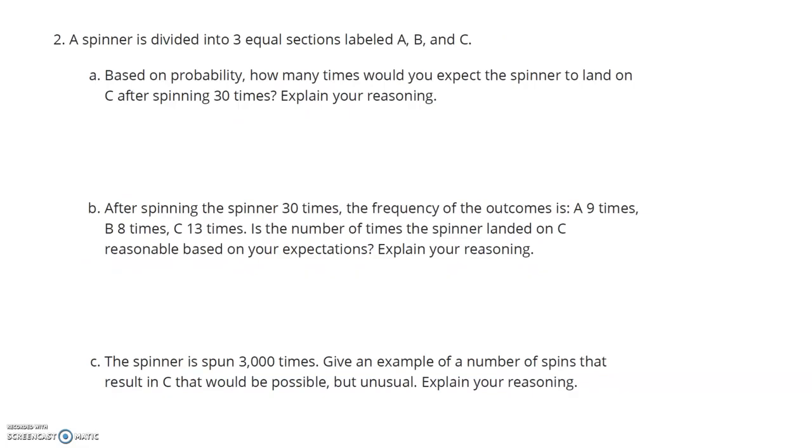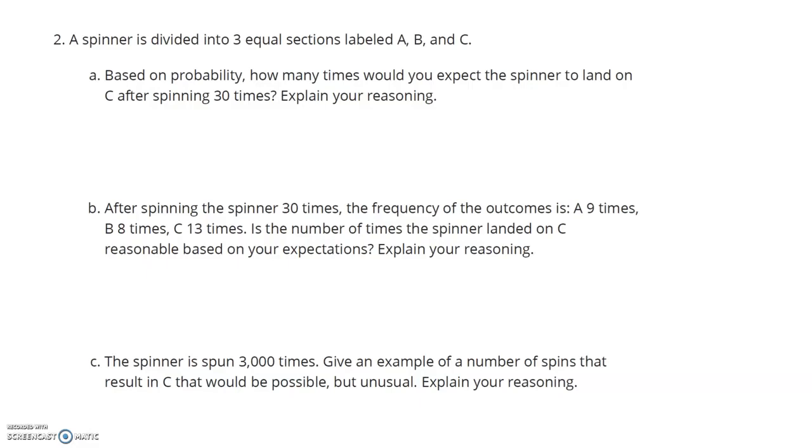All right, next one. It says a spinner is divided into 3 equal sections, labeled A, B, and C. Based on probability, how many times would you expect the spinner to land on C after spinning it 30 times? Explain your reasoning.